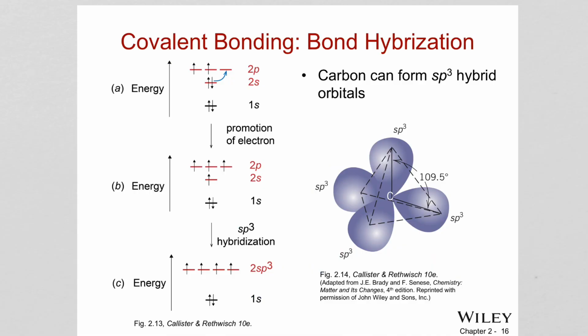So the answer lies in understanding bond hybridization, and it is the combining of two or more orbitals. And this is often associated with carbon. So consider now the electron configuration of carbon, right? It is 1s2, 2s2, 2p. So remember again, s and p are just electron clouds, probability distributions in space where electrons can be located.